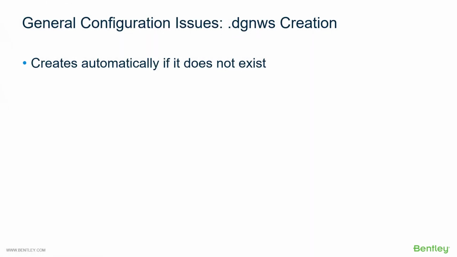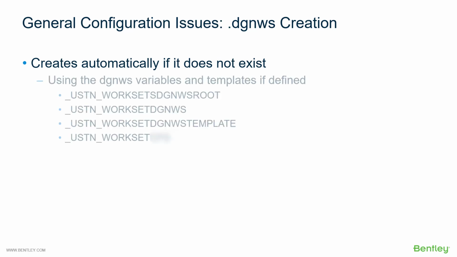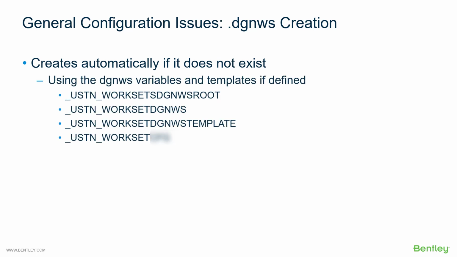Well, let's now review troubleshooting DGNWS issues. First, we will discuss DGNWS file creation in ProjectWise. ProjectWise Explorer will automatically create a DGNWS if it does not exist. Without going through the specifics, let's just say it utilizes the DGNWS variables and templates if they are defined. These are the primary variables used that affect the DGNWS.